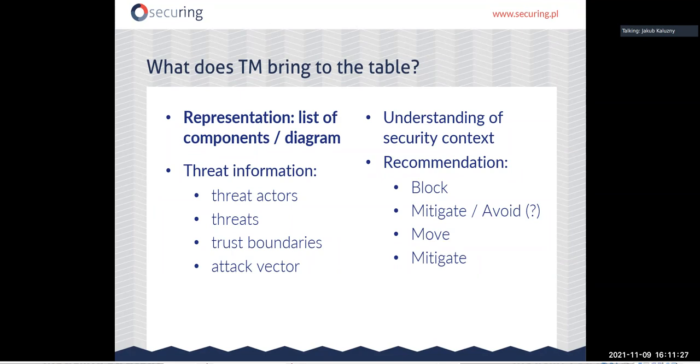And then for each of those elements in the threat information, we usually add some action, some recommendation. So if it is a threat actor, we try to block this threat actor, right? If it's a threat, we try to mitigate it or avoid it. If it is a trust boundary, maybe if we do something about it, this will probably be moving the trust boundary or moving other elements out of or into the trust boundary. If it is an attack vector, again, mitigate.